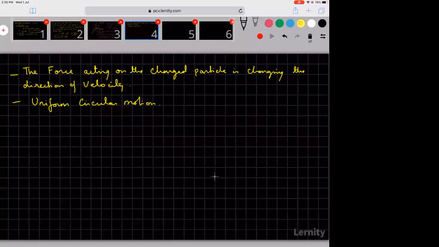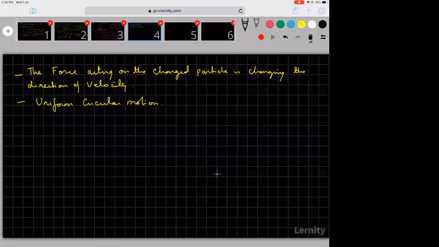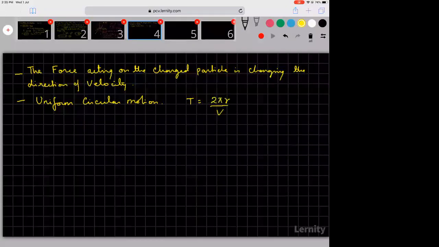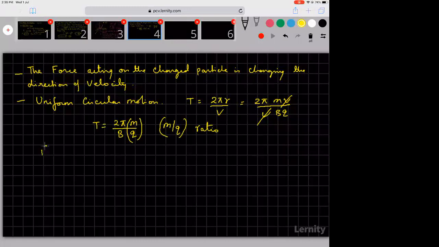If it is moving in uniform circular motion, what is the time period? Time period is equal to 2 pi r by velocity. Now what is r equal to? R was equal to mv by bq, divided by velocity. So do you see the velocity cancels? The time period is equal to 2 pi m by bq. Now what does it mean? It means that the time period is independent of velocity, but it depends upon the m by q ratio.